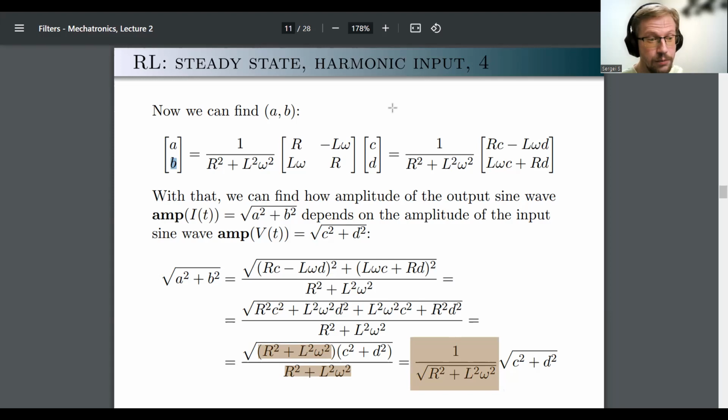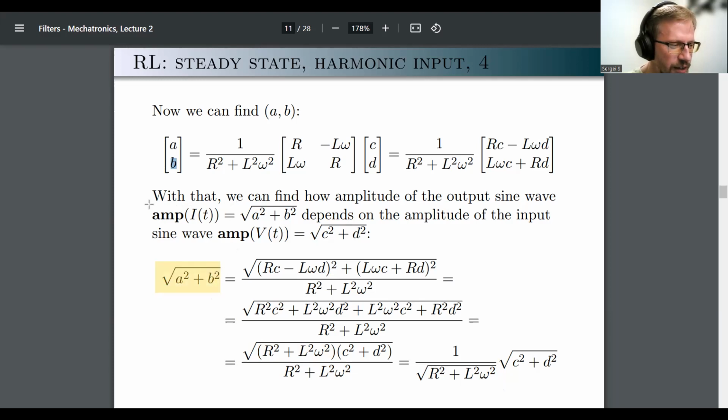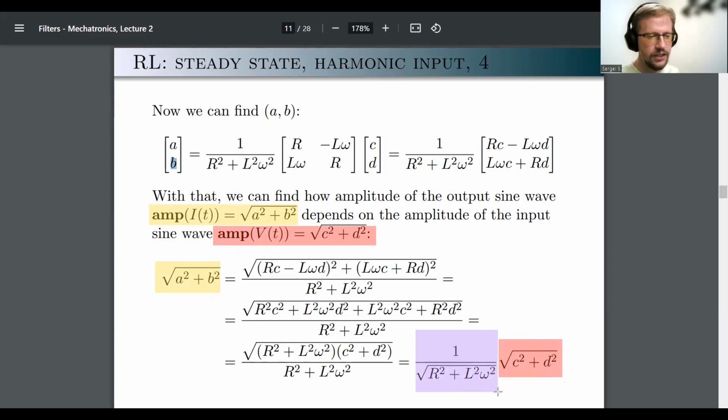Okay, this is the process. Mathematics is not difficult here. Well, notice now we have the amplitude of the current is related to the amplitude of the voltage as amplitude of the voltage times this factor. So if you want to find the amplitude of the current, you multiply the amplitude of the voltage by this factor, 1 over square root of R squared plus lambda squared omega squared.